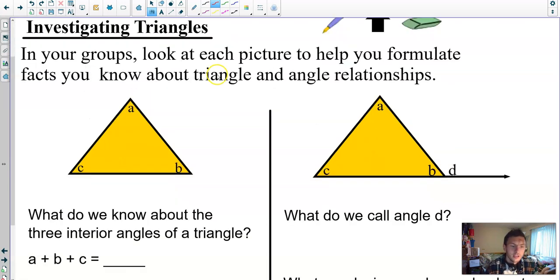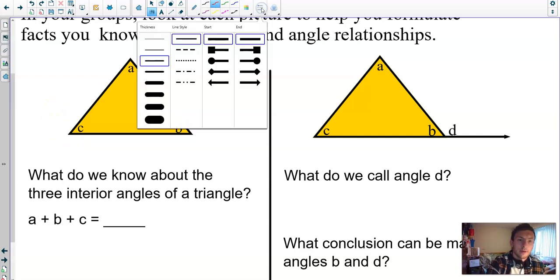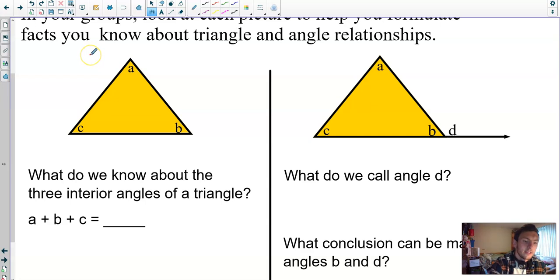So look at each picture and just write down some facts you know about triangles. This one actually came up in lesson 4, so you should remember it. So this is a triangle. We labeled the angles A, B, and C. And what do we know about the 3 interior angles of a triangle? Don't get thrown off by that word interior. Interior just means inside the shape. And we know that A plus B plus C, the 3 angles of a triangle, add up to 180.